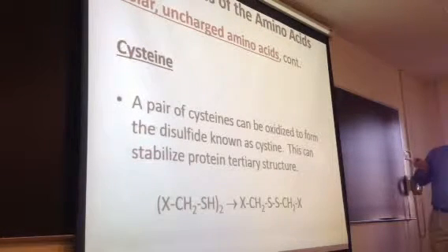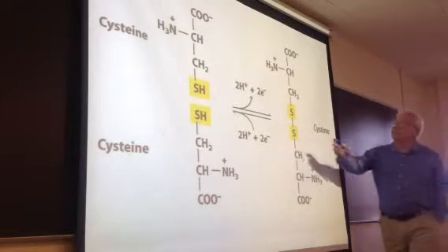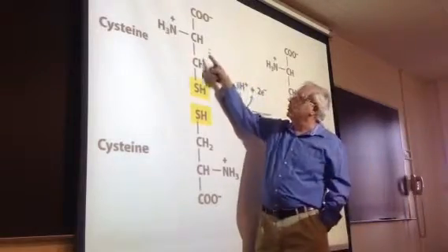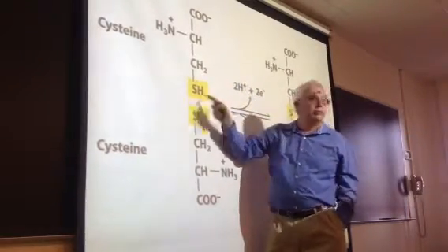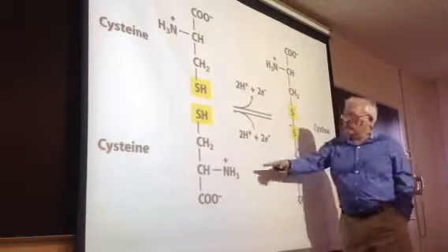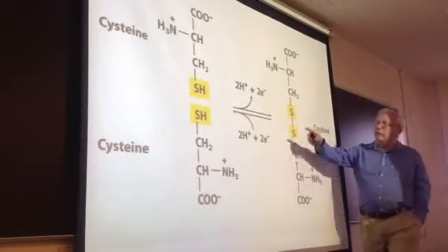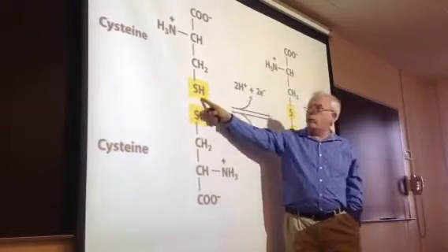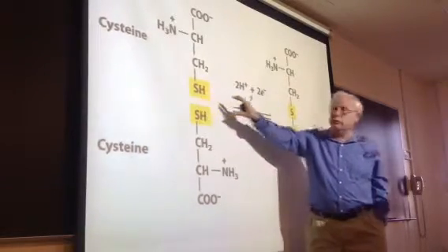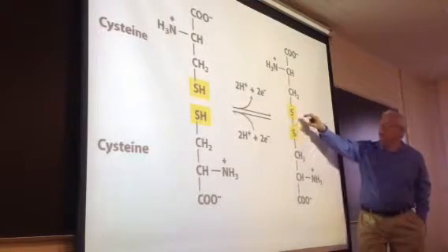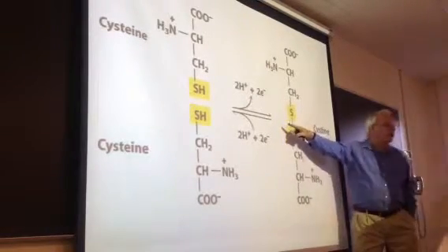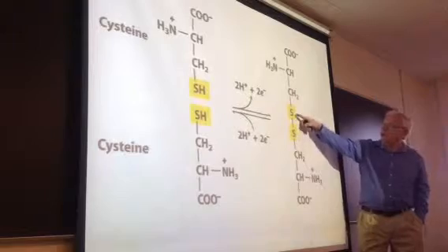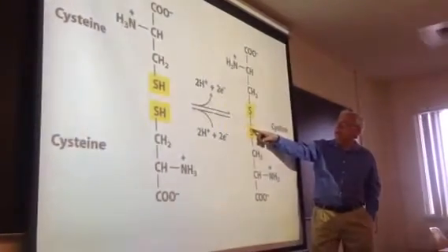Another one of this group of polar but uncharged amino acids worth special notice is cysteine. Here's cysteine. Its side chain is a CH2SH. And as this slide shows, if it's hanging around near another cysteine, it's possible for these two side chains to chemically link to form a covalent bond. It's an oxidation reaction, but you can get this disulfide, as it's called.